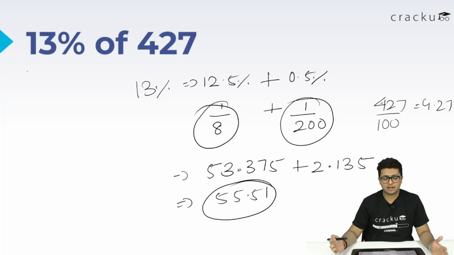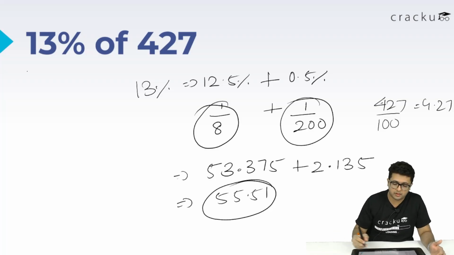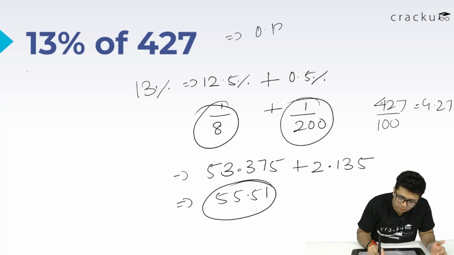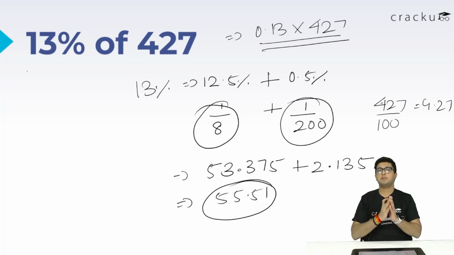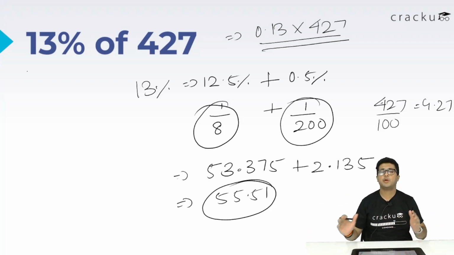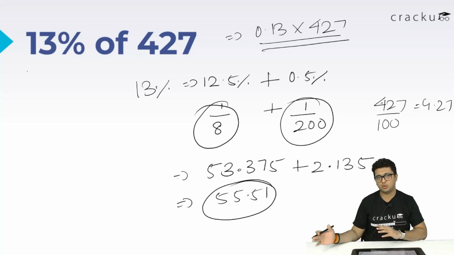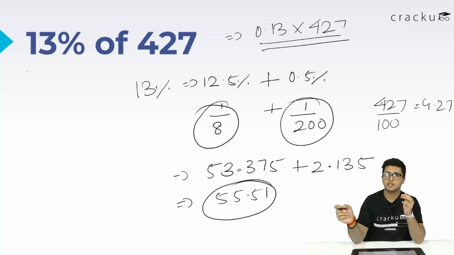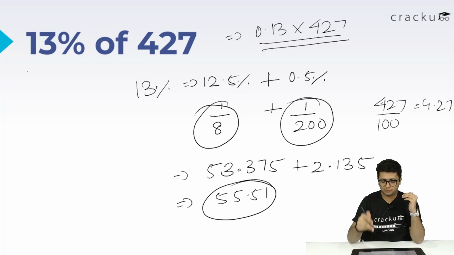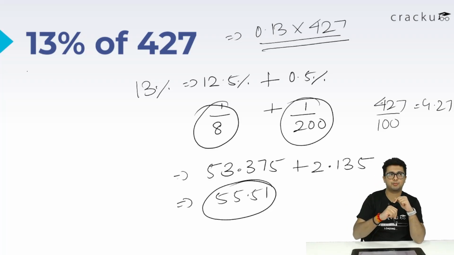Now you see what we did there, right? Instead of calculating 13% of 427, which ideally would look like 0.13 into 427, which can be time consuming and will take a lot of time, we break the 13% down to 12.5% plus 0.5%, which is nothing but 1 by 8 plus 1 by 200. Now, as I said, dividing by 10, 100 is the easiest thing. All you have to do is shift 1 decimal point for 10, shift 2 decimal points for 100. And because we're doing 1 by 200, we shift 2 decimal points and divide it by 2, and then we add it to 1 by 8.